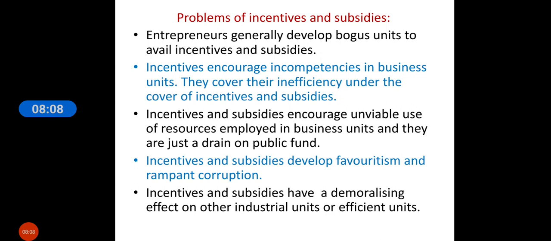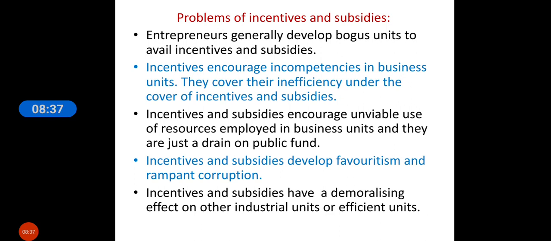Incentives encourage incompetency in business units. They cover their inefficiency under the cover of incentives and subsidies. Incentives and subsidies encourage unviable use of resources employed by the business units. They just drain public funds. Then incentives and subsidies develop favoritism and rampant corruption also.